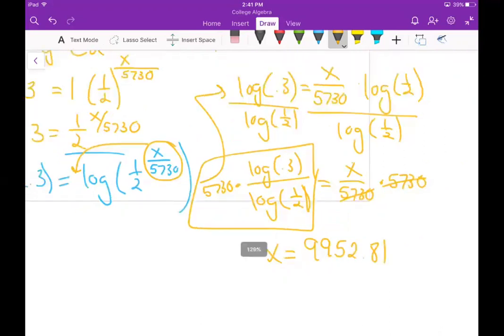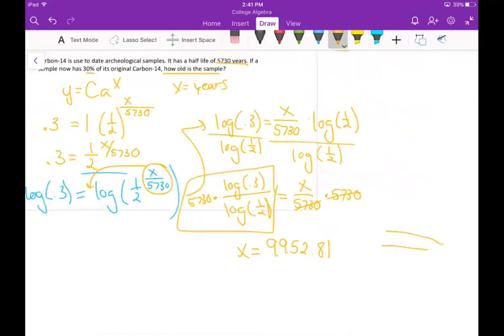Now, go back to your problem to figure out the units here. X was in terms of years. So that's 9,952.81 years. That's how old the sample is if 30% of its carbon-14 is left.